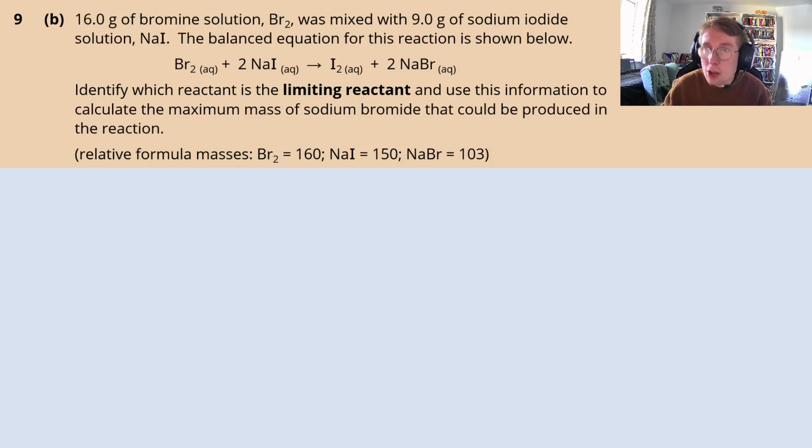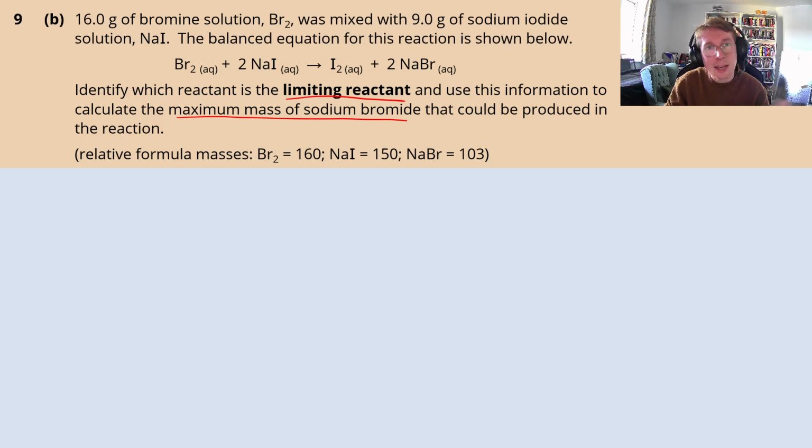So we move on to 9b, and this one is a little bit more complicated because we're given the balanced equation, we're told the mass of bromine that is reacting with sodium iodide, we're told the mass of sodium iodide as well. And we need to identify which of these is the limiting reactant, but then we also need to use that information to calculate the maximum mass of sodium bromide that could be produced in the reaction. So there's a lot to do here for these 4 marks.